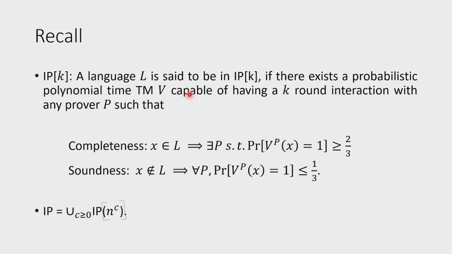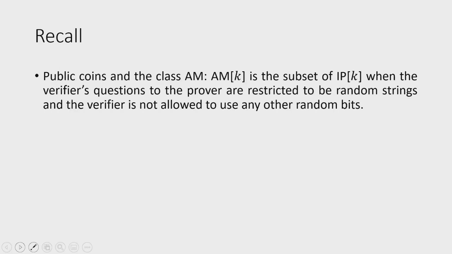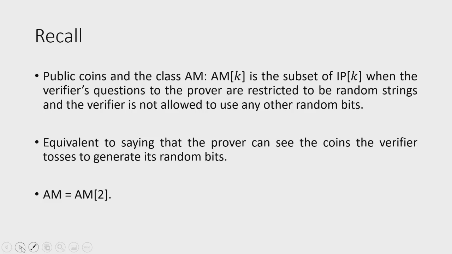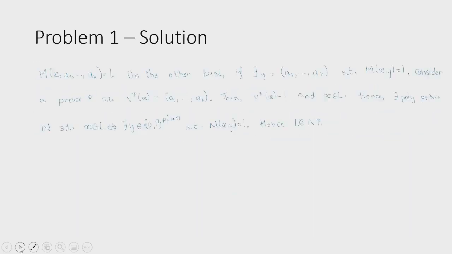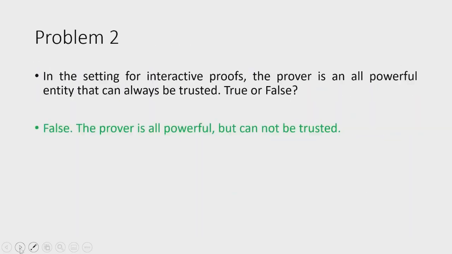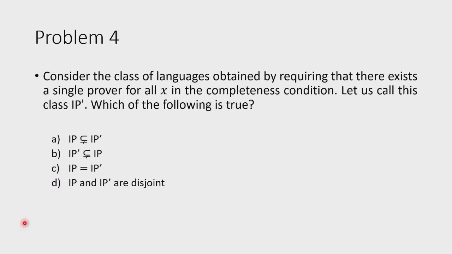So I should write something like this: a verifier V, a probabilistic polynomial time TM, capable of having a k-round interaction with any prover P and a special prover P prime, such that X in L implies the probability that the interaction of V with P prime on X outputs 1 is greater than or equal to 2/3. So a common prover for all strings. The soundness condition remains the same. Just the completeness condition changes. Let us call this class IP prime. Which of the following is true?